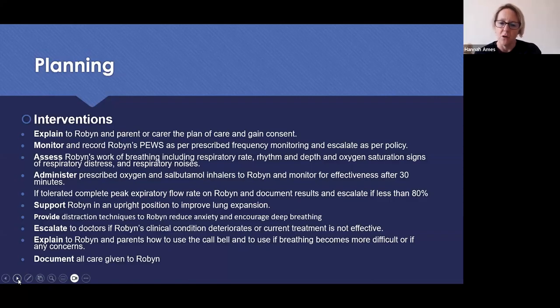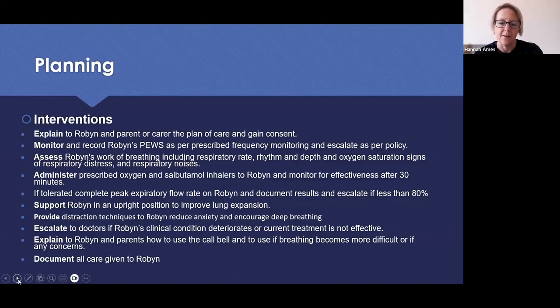Here we're going to be administering oxygen and maybe salbutamol inhalers and monitoring the effectiveness of that. If the child is able to tolerate and can complete a peak flow, then that is an important thing to do. And we'd want to document and escalate those results if they were less than 80% of what is predicted. We can support the child into an upright position to improve lung expansion. We could also provide distraction techniques to reduce anxiety and try and encourage some more controlled deep breathing.